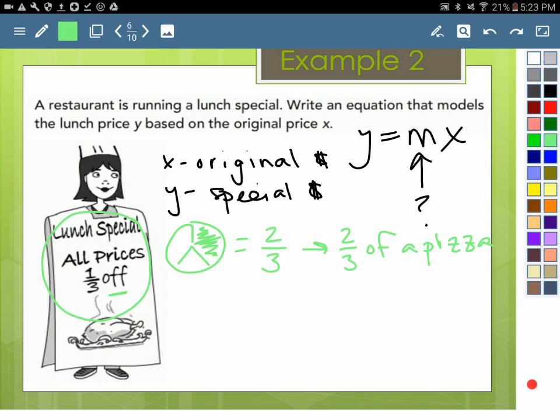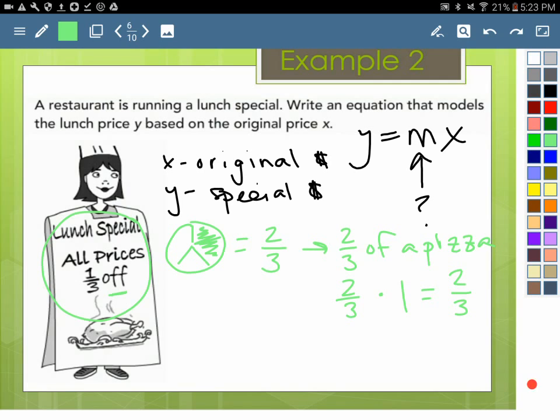So what I would do is I would do 2/3. The word "of" means multiply, and I would multiply it by one of the pizzas, which means I would have 2/3 of a pizza left over. So I want you guys to keep that in mind, that if I want to take away 1/3, I'm really just multiplying something by 2/3.